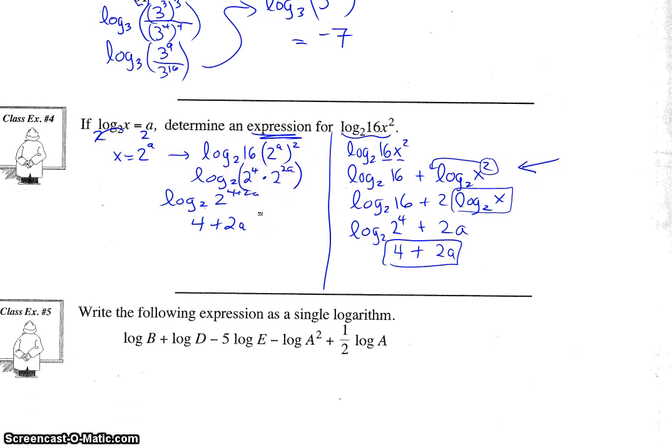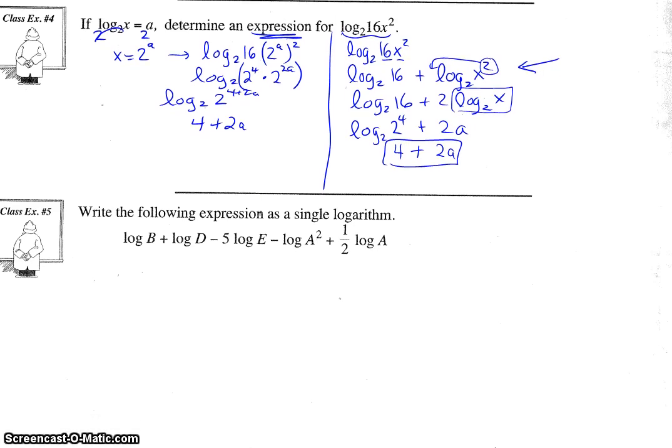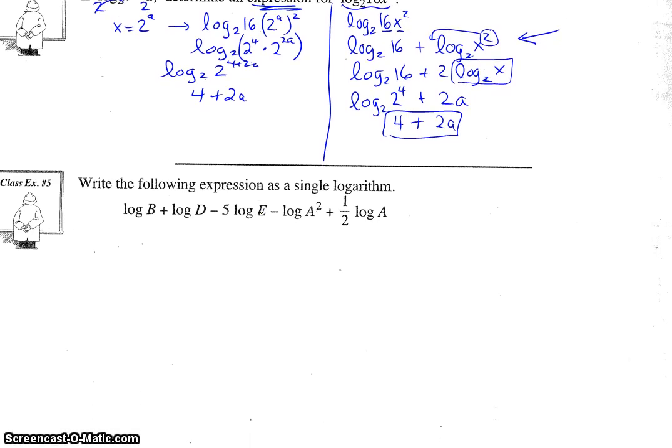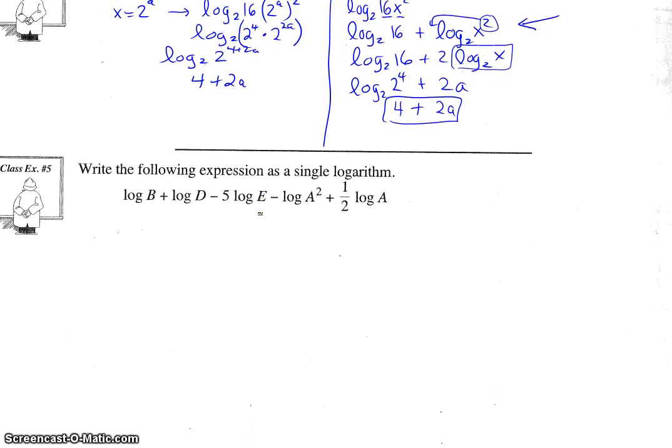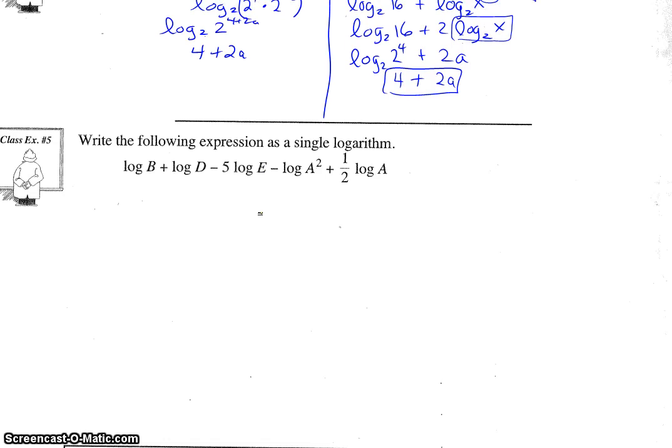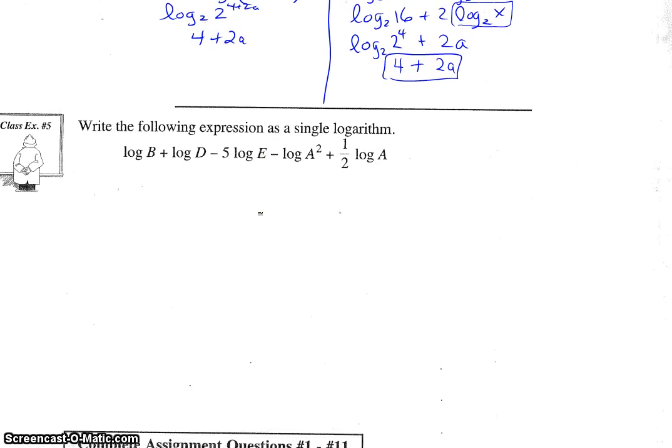Okay, example number 5. Write the following expression, look at all those variables, holy cow, as a single logarithm. Okay, so first of all, take a look at the logs. Don't get overwhelmed by the question, okay? Look at the logs and look at the bases on the log. Notice they're all no bases, which means they're base 10. They're common logarithms. Okay, so they're all base 10. We're good to go to use all our laws.